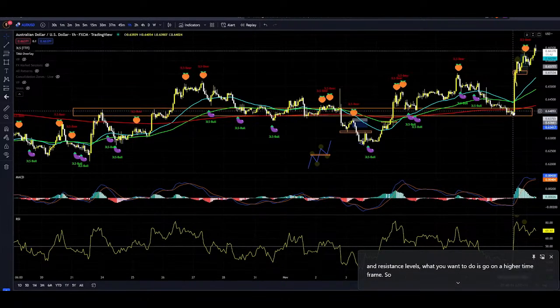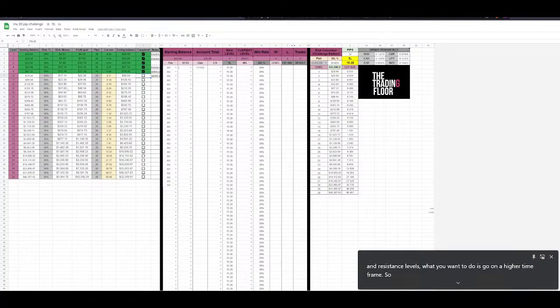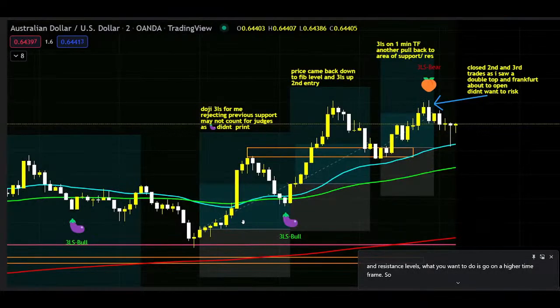Now, as most of you guys know, I am doing the 20 pip challenge for this season, and after today's losses, I am done with level 5 and working again on level 6. So let's go through my trades and I will try to do my best to explain why I entered and how the trades played out. So this was day 1 of Strategy Wars.